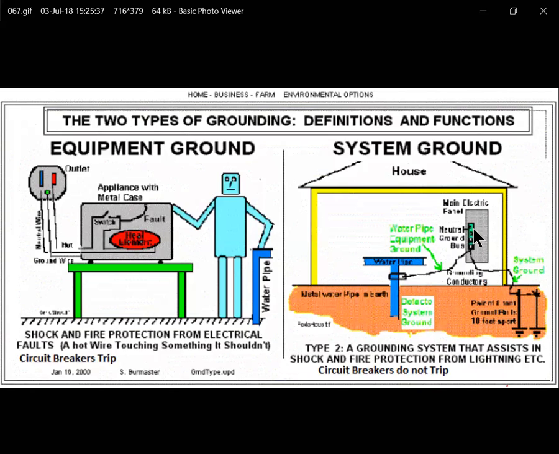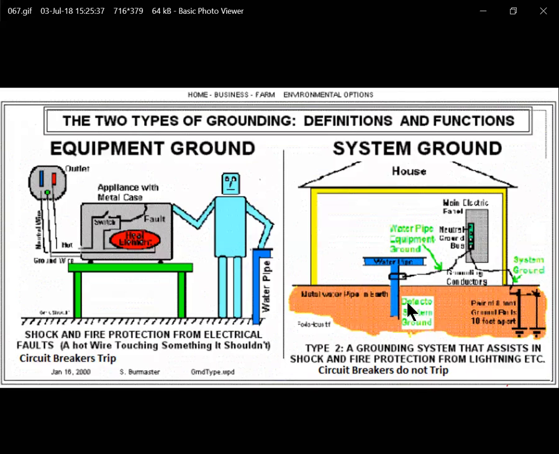The normal practice is to run a wire from this grounding bus in the main panel down into these two rods in the dirt. They also run another wire out to the water pipe, which now becomes an equipment ground, which we'll talk about in a second, for the water pipe system. But since the water pipe, if it's metal and goes into the dirt, it's also now part of the system ground.